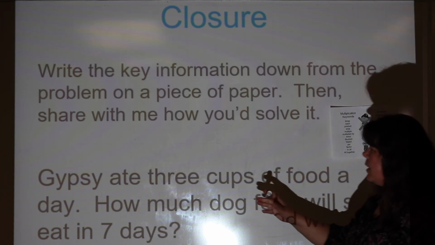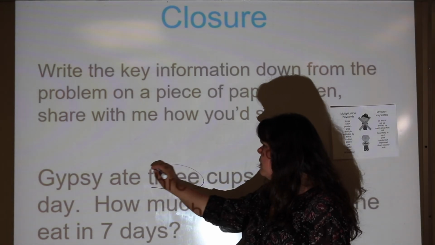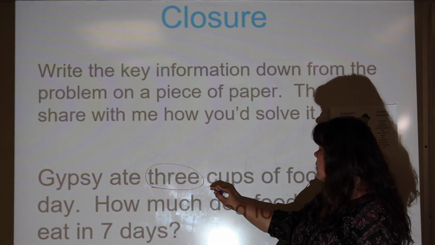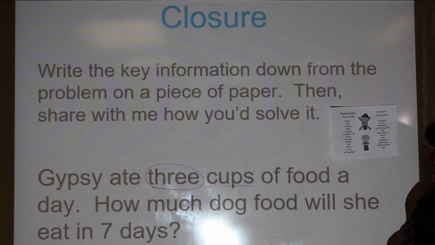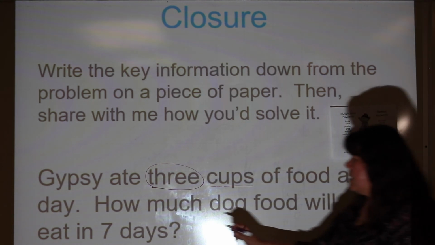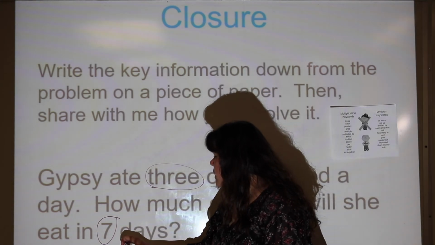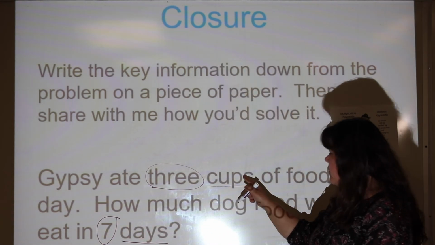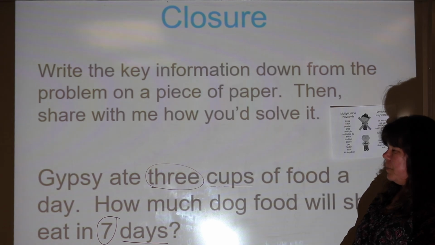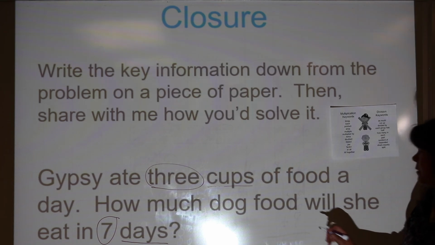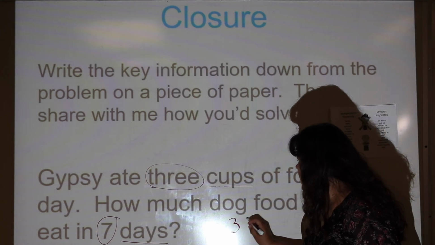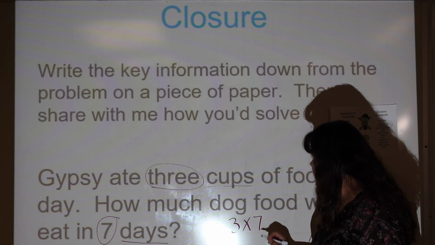Hopefully you noticed the number 3 here and you circled it, wrote down 3 cups of dog food. How much dog food will she eat in 7 days? My other number is 7. And they're days. So I notice that I have different labels. I know that I'm going to multiply or divide. So we're going to write down 3 times 7.